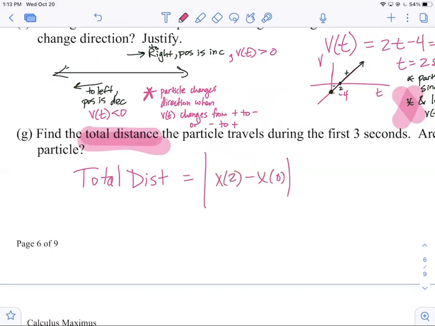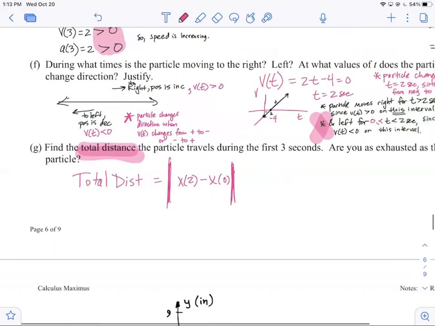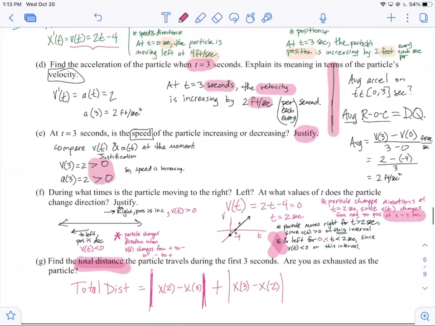Final minus initial. And the reason we take the absolute value of it is, if it's negative, we want to make it positive. And because we know that it's going left from 0 to 2, that's why we went from 0 to 2. And then we'll add it to the displacement from 2 to 3. So that's x of 3 minus x of 2. Okay. So that's how we do it. Now it comes down to a computation.